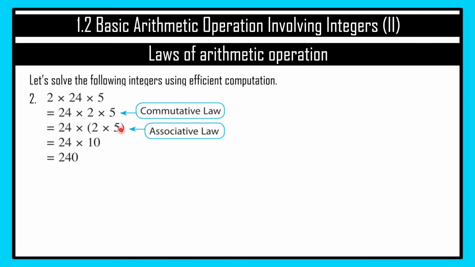You can remember 2 multiply 5 equals 10. That is why these laws are chosen, so that when 10 multiply 24, you have an easier calculation. And everybody knows that anything multiplied with 10, you add a 0 at the back.